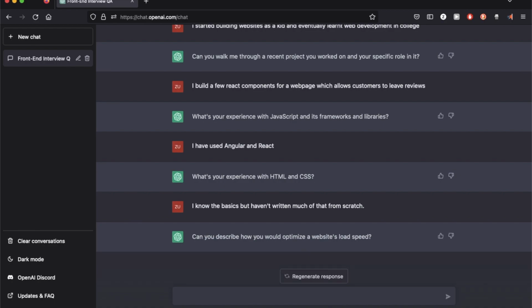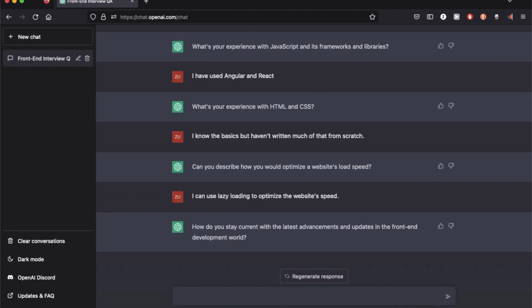So next one is, it's asking me how I could optimize a website's load speed. They mentioned that I can use lazy loading. There's no context, so I just mentioned a buzzword. So most of my responses have been pretty small because this is more like a test. But if you actually wanted to interview for this role, I recommend you answer with proper sentences.